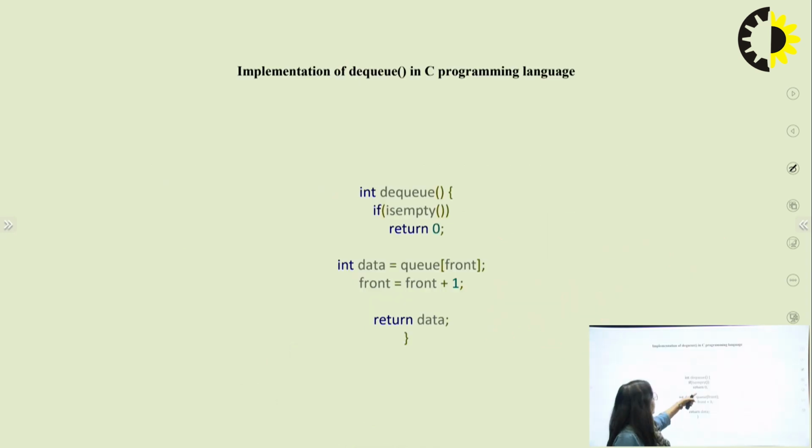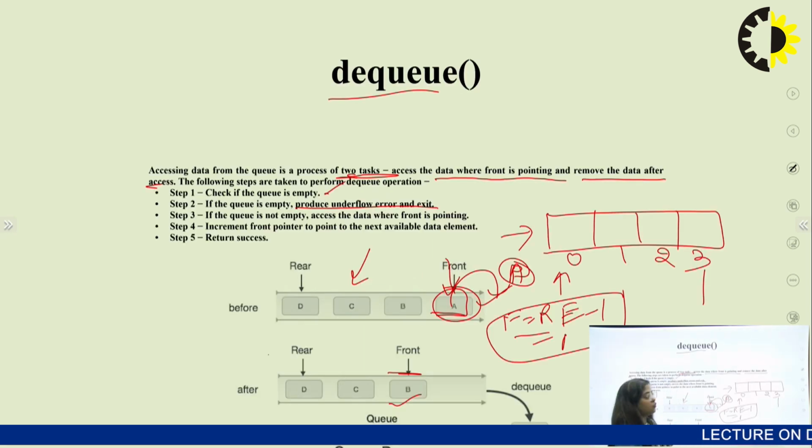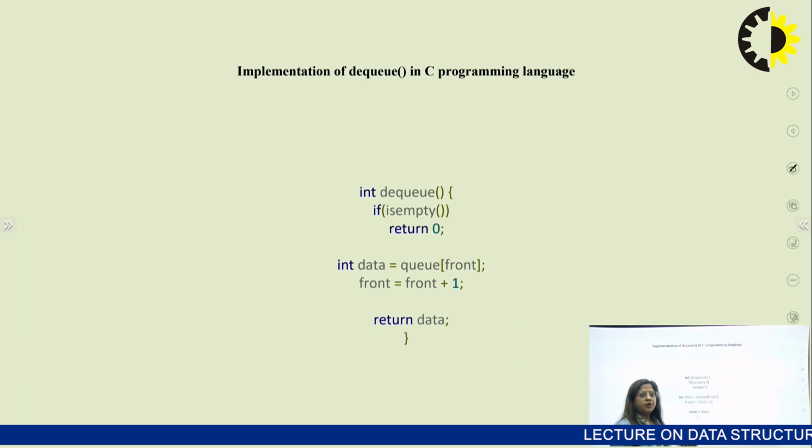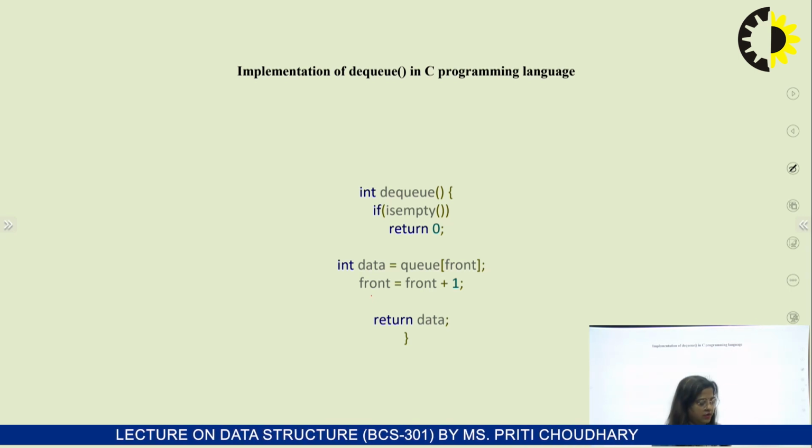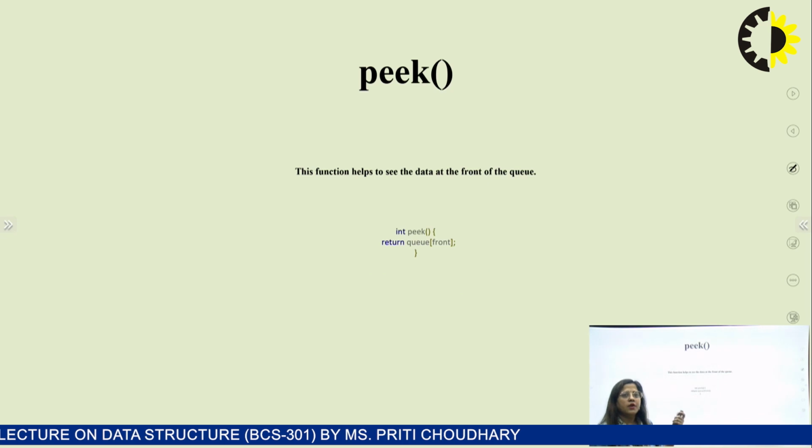So return 0. Otherwise, it means you have some element in your queue. Second case: according to this queue, front and data are removed, front becomes front plus 1, and you return the data, which is the data you want to delete from the queue.